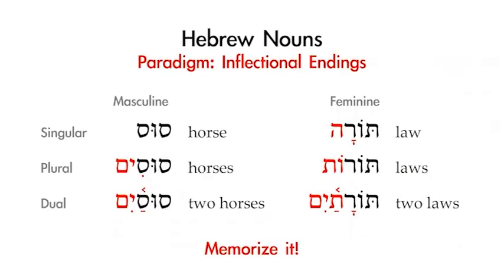Let's then look at the paradigm or inflectional endings for Hebrew nouns. Look at your screen with me. You'll see that there are 2 basic categories. There's the masculine inflection, and then there's the feminine inflection. There's the singular and the plural and the dual for both masculine and feminine nouns. Let's read together the masculine paradigm. We'll begin with sus, susim, and then susayim. Sus is the singular, meaning horse. Susim is the plural, meaning horses. And then susayim is the dual, meaning 2 horses.